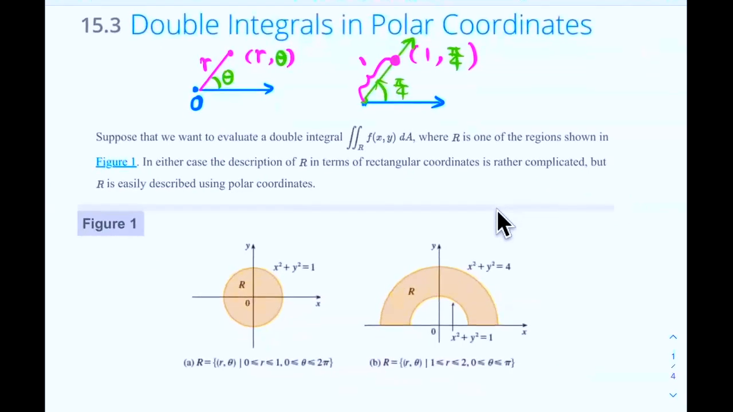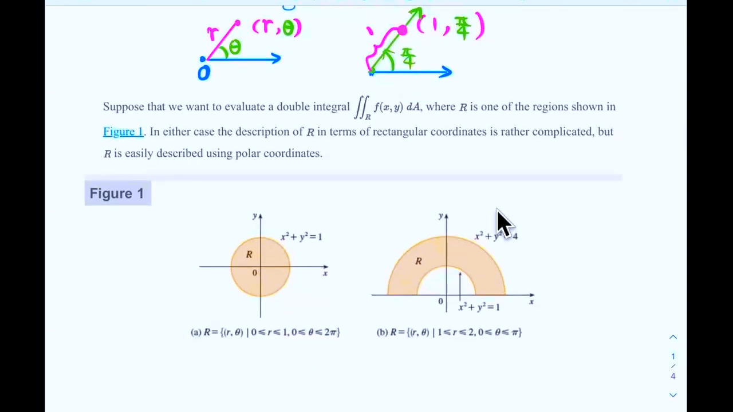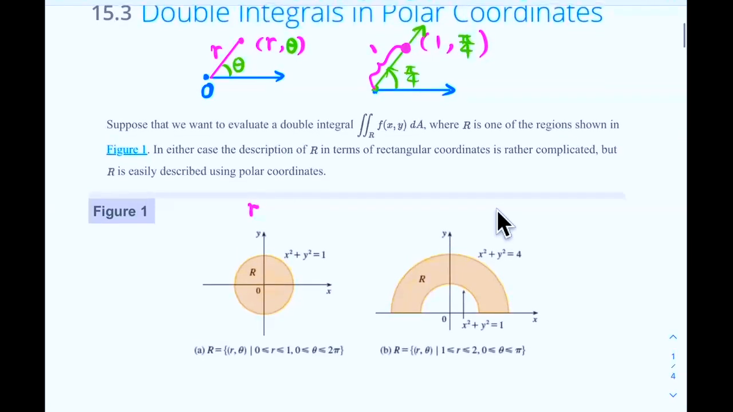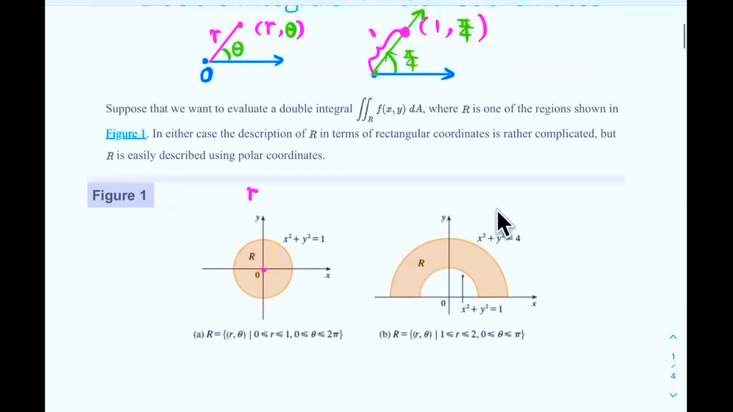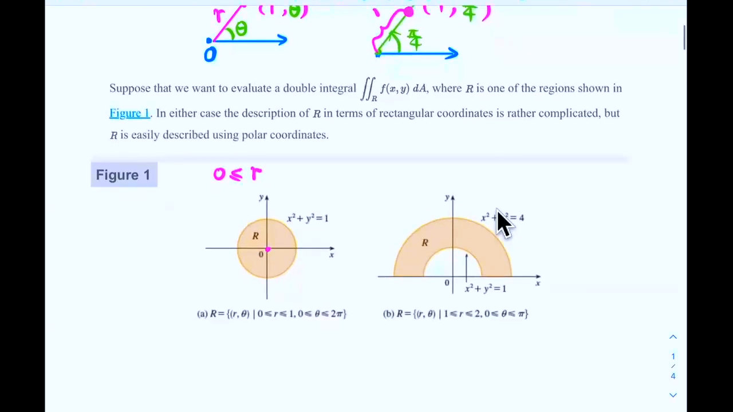In polar coordinates, we can express the region inside this circle by looking at r. The smallest r is at this point, where r is 0, so r is greater than or equal to 0. The biggest r is over here, the radius, which is 1. So r goes from 0 all the way to 1.